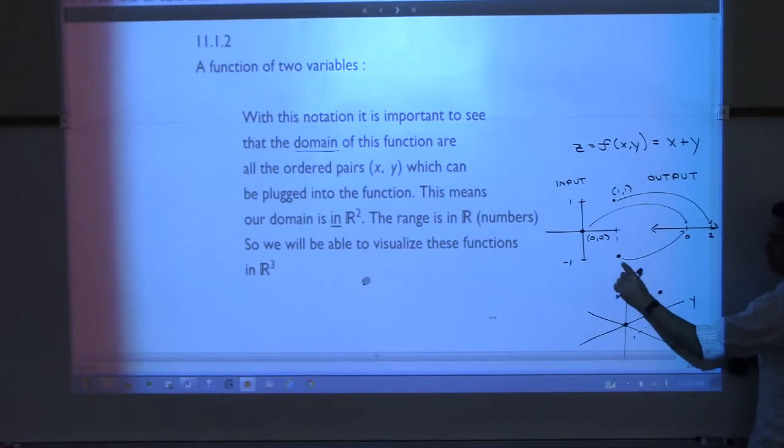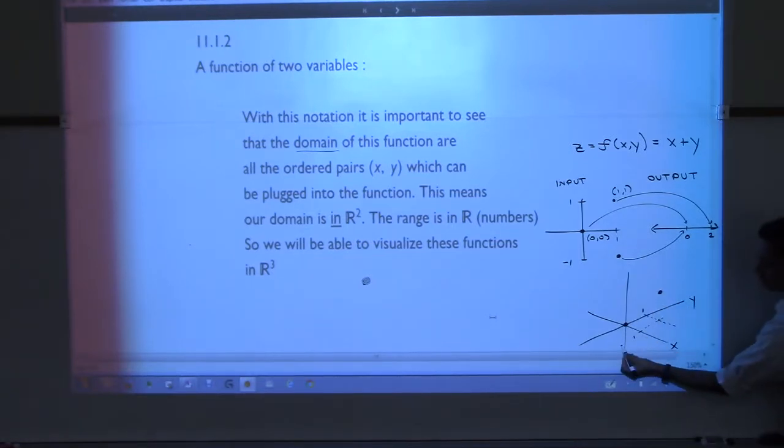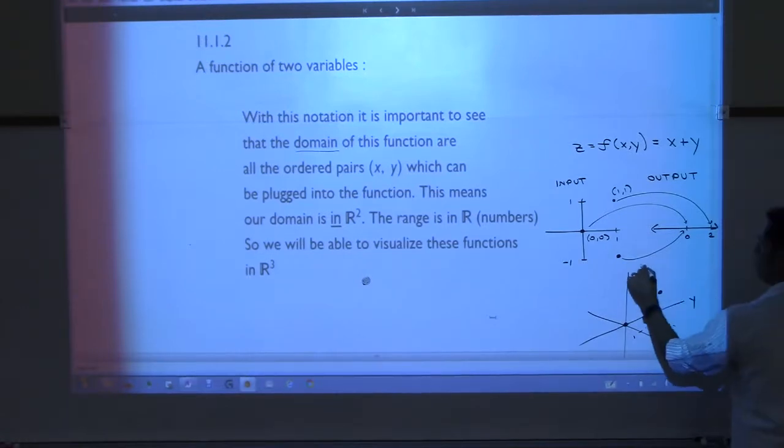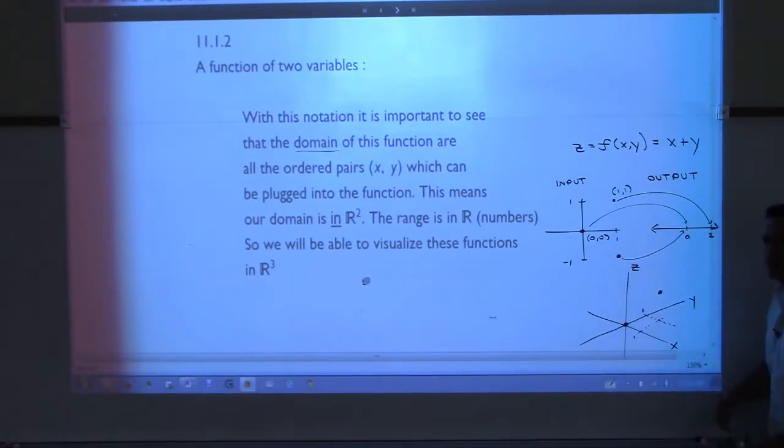How about this one right here? 1, negative 1. Why does like axis like 1 though? Pardon? What's the question? Are you talking right hand or no? We're okay?